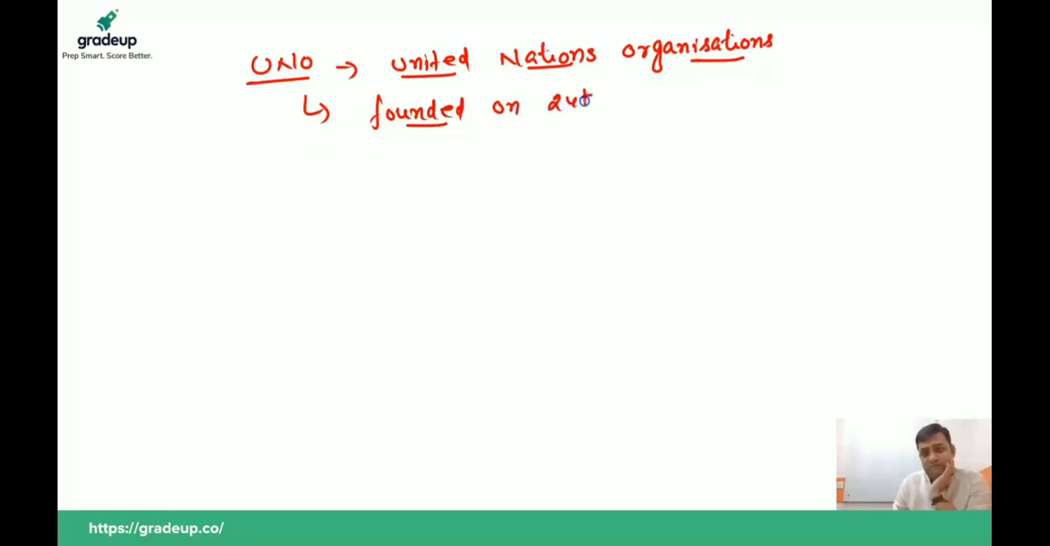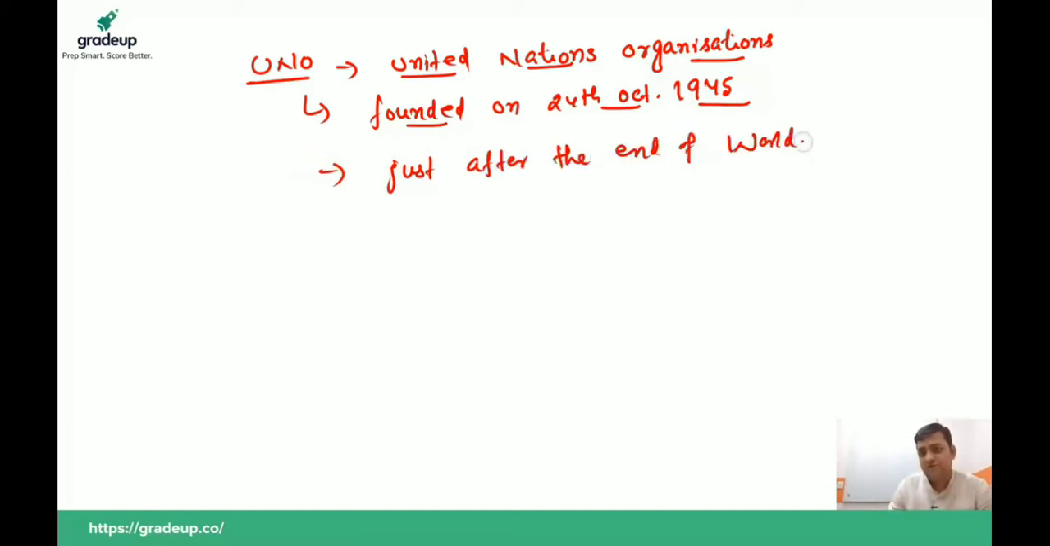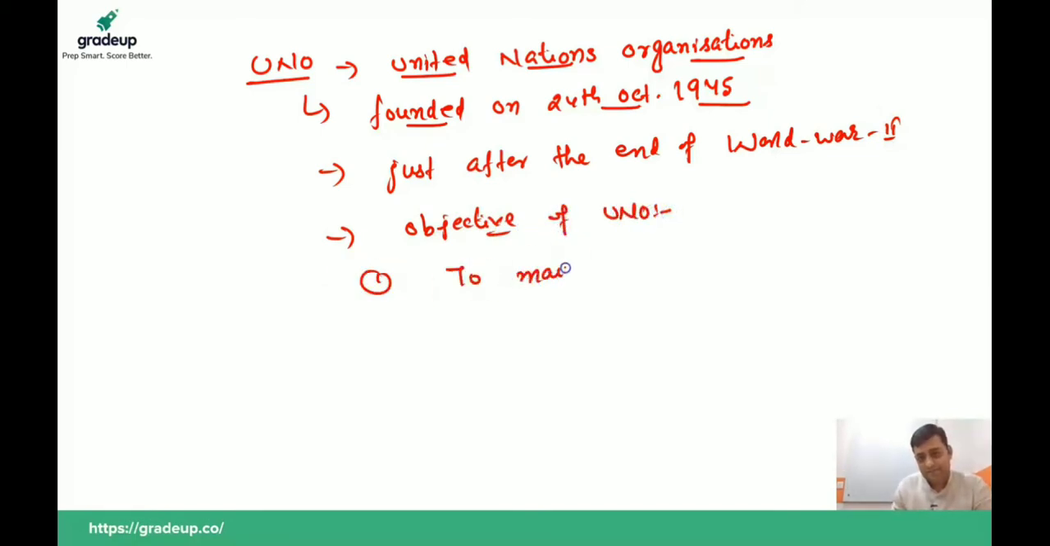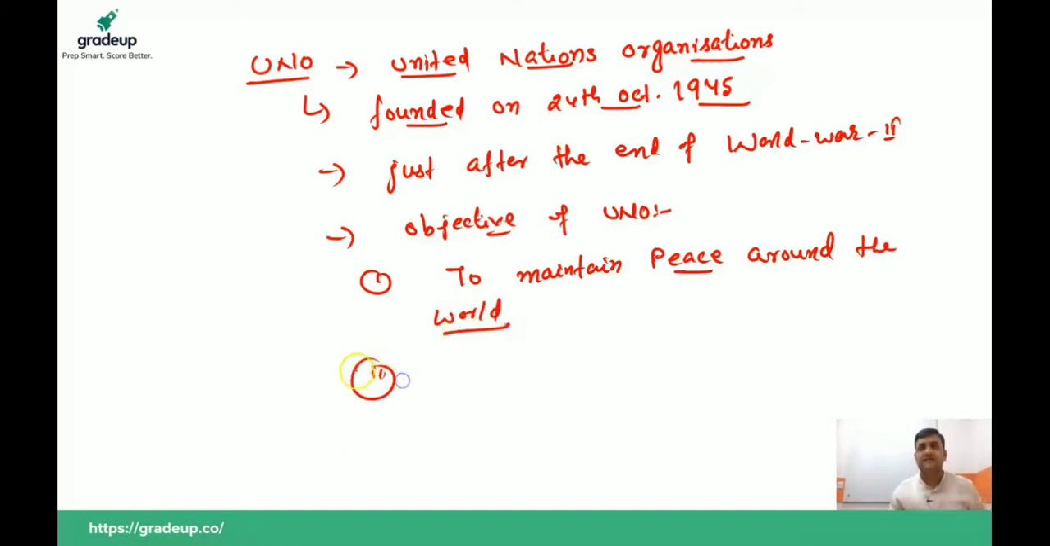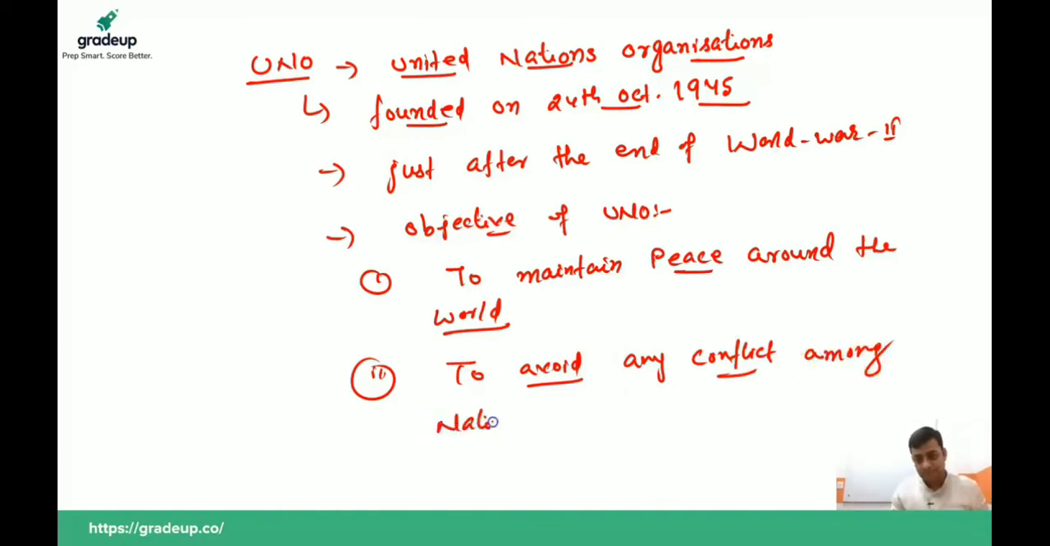It was founded on 24th October 1945. Just simply remember that, just after the end of World War II. Remember one thing, the objective of UNO is to maintain peace around the world, and second is to avoid any conflict among nations or countries.